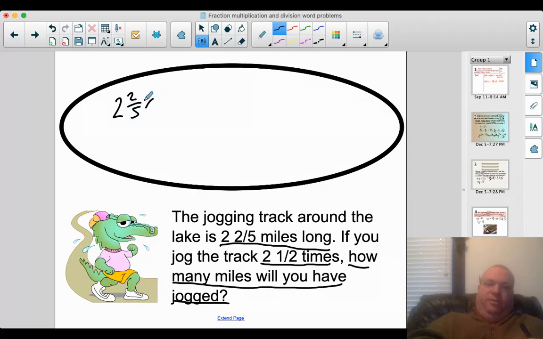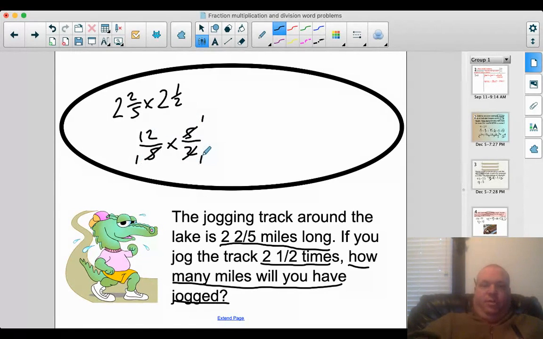2 2/5 times 2 1/2. So I don't need to do a keep, change, flip here. I do still need to turn them into improper fractions. So let's do that. 2 times 5 is 10, plus 2 is 12, so 12/5, times 2 times 1 is 2, plus... 2 times 2 is 4, plus 1 is 5, so I have 5 halves. Before I multiply, I'll look for things I can cancel. I've got a 5 on top and bottom. That's nice. I can divide those by 5. And then 2 and 12 are both even numbers, so I can divide by 2. 2 divided by 2 is 1. 12 divided by 2 is 6.